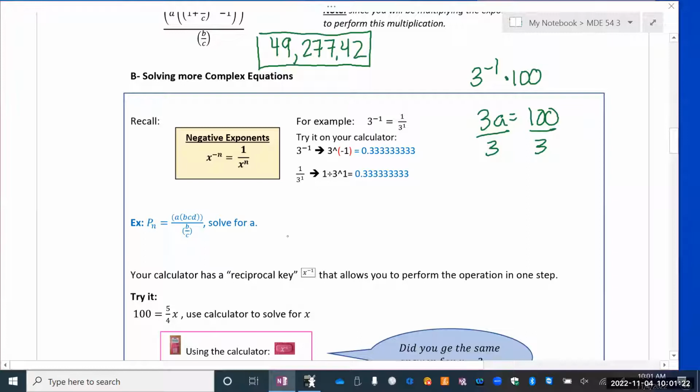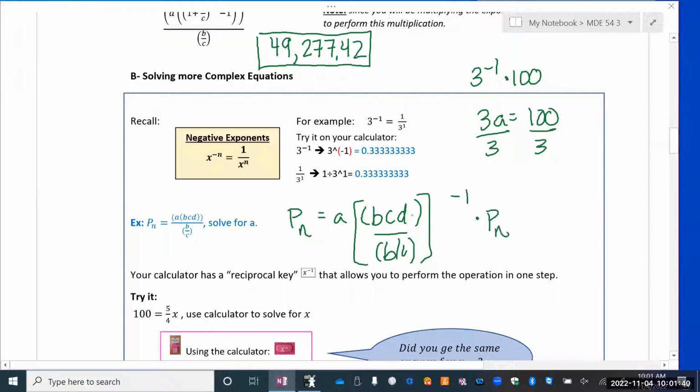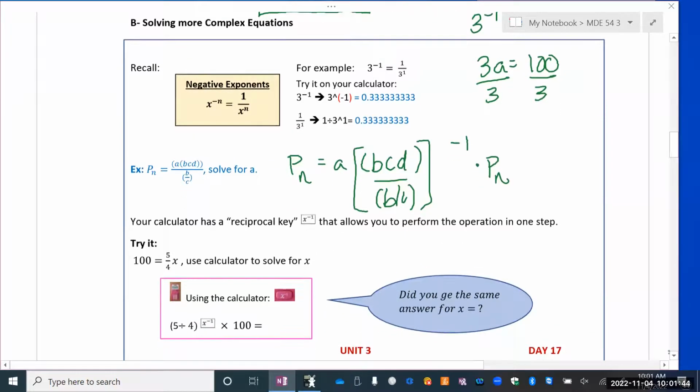So if I wanted to solve for A here, I could take my A out and have it be B times D over B divided by C. And when I got that answer, instead of retyping it, I could do all of that times negative 1 times the PN to solve for A. So again, it's just another way to do it.